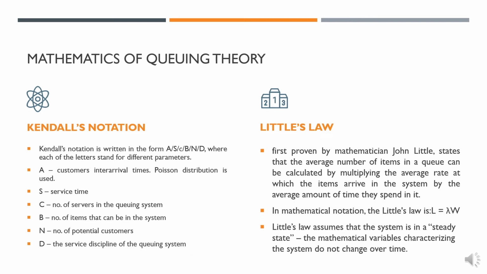Little's Law assumes that the system is in a steady state. The mathematical variables characterizing the system do not change over time. Although Little's Law only needs three inputs, it is quite general and can be applied to many queuing systems, regardless of the types of items in the queue or the way items are processed in the queue. Little's Law can be useful in analyzing how a queue has performed over some time, or to quickly gauge how a queue is currently performing.